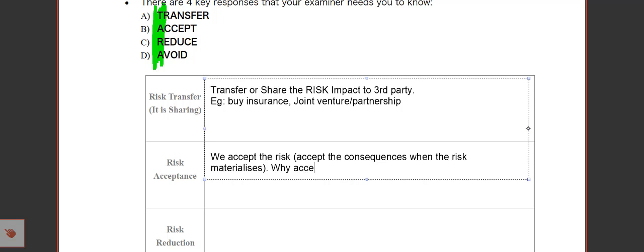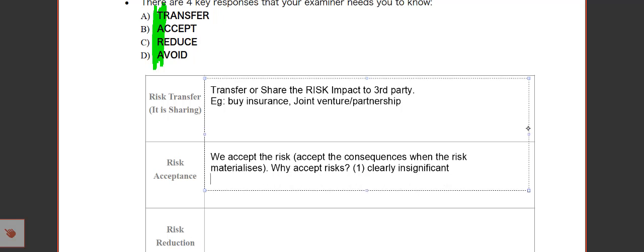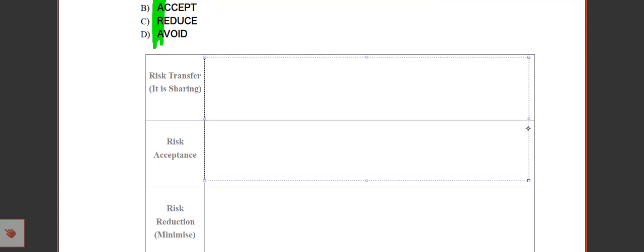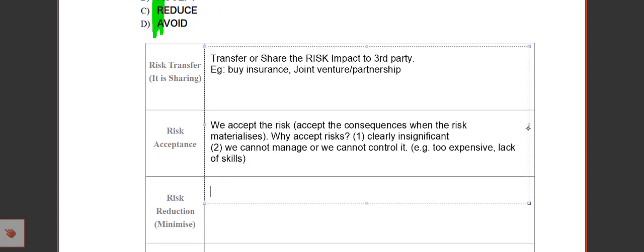Now, why accept risk? Normally you accept risk because the risk is clearly insignificant. The risk is very small to you. Another reason why we accept risk is because we find that we cannot manage or control it, either because it's too expensive or you lack the skills. That's acceptance.